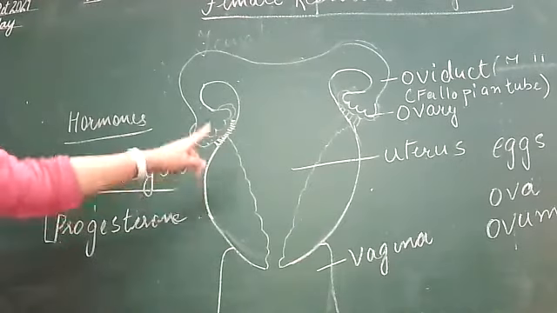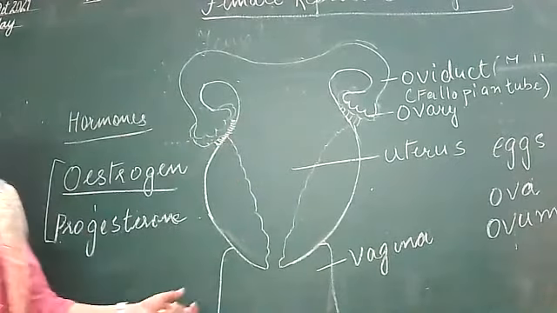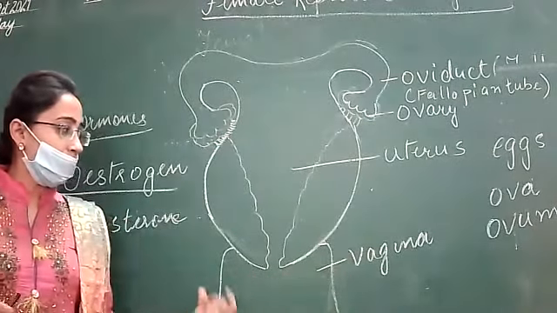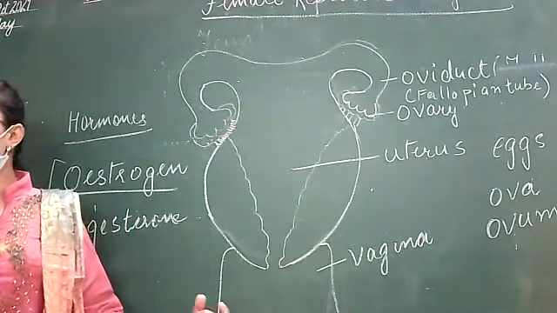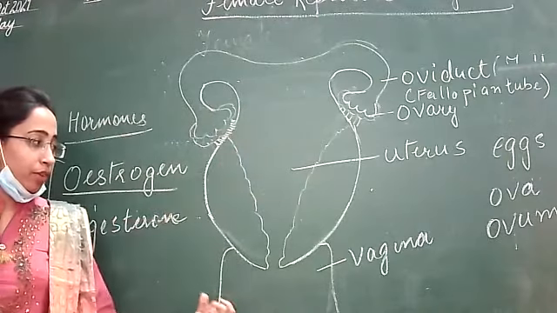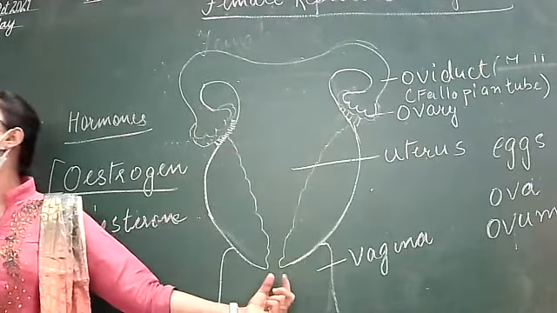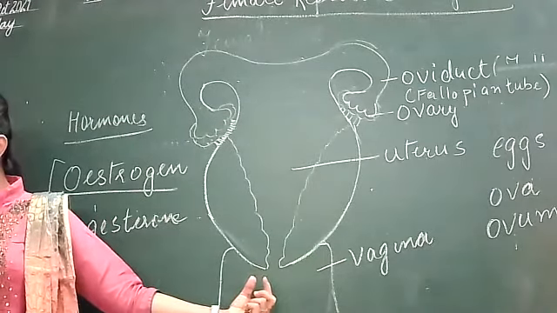See? Now this uterus opens into the wide muscular tube. This wide muscular tube is known as the vagina. See? This uterus opens into the wide muscular tube known as the vagina. Okay?